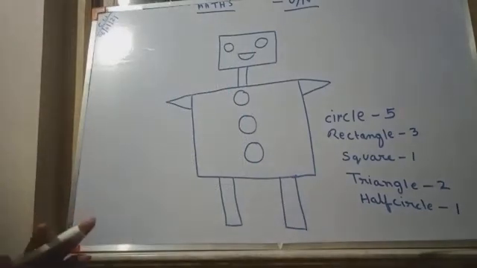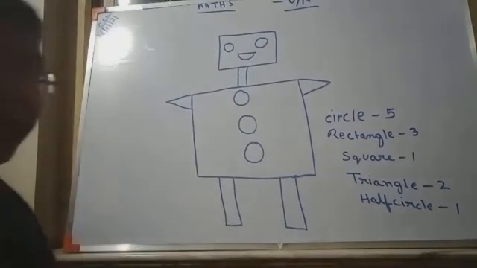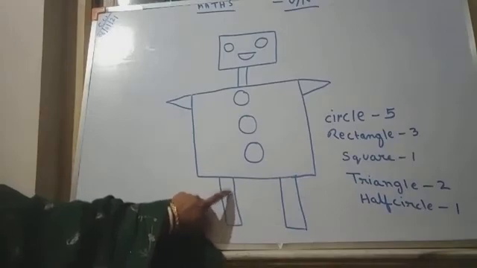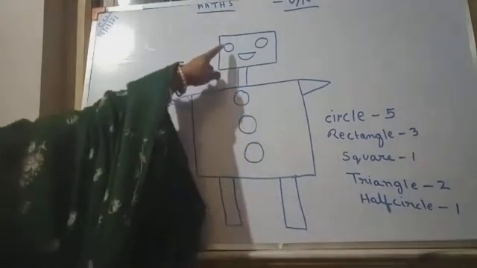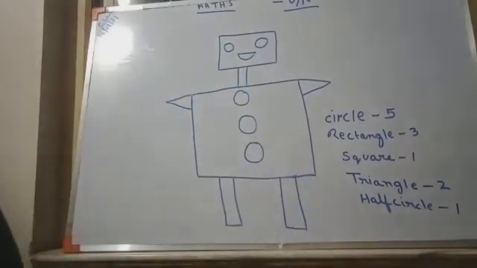So I give you one diagram like this, or many other diagrams also I can give. You have to just identify how many circles, how many triangles, how many ovals are here. See in this robot, how many rectangles? 1, 2, 3. So I have written 3. How many circles? 1, 2, 3, 4, 5. So I have written circle 5. You have to just write the number of circles there are.